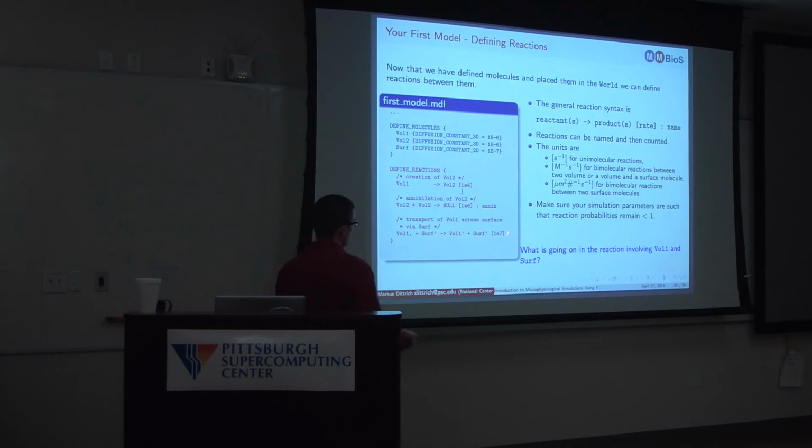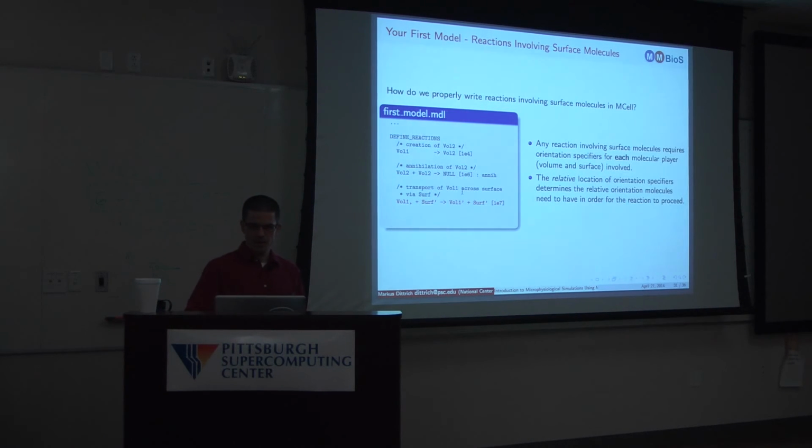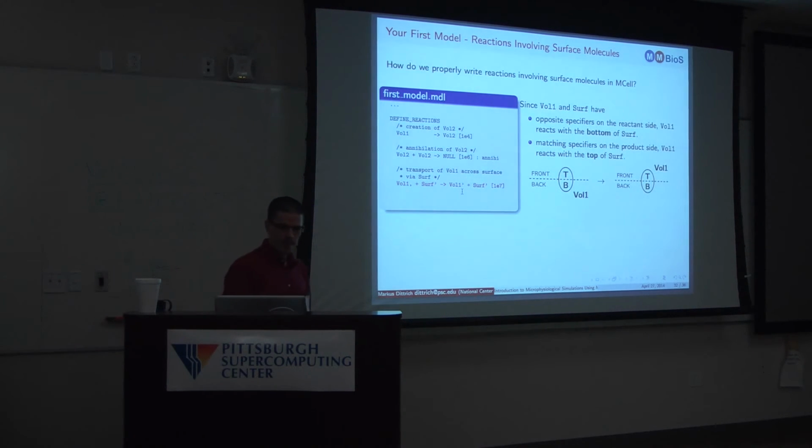And so let's look at this reaction here. This is a reaction that involves a volume molecule and a surface molecule. So basically volume 1 plus surface molecule goes to volume 1 plus surface. And it looks like nothing's really happening here. But you also notice that now we have all these tick marks here, the commas and apostrophes. So let's talk about what this really means. Anytime you have a reaction that involves a surface molecule, you have to specify the orientation. It's required. You cannot have a reaction that does not have an orientation specification. And this basically tells MCell how you want this reaction to happen.